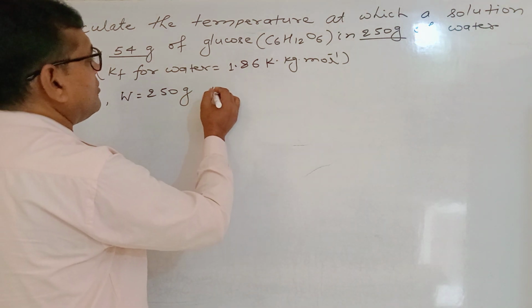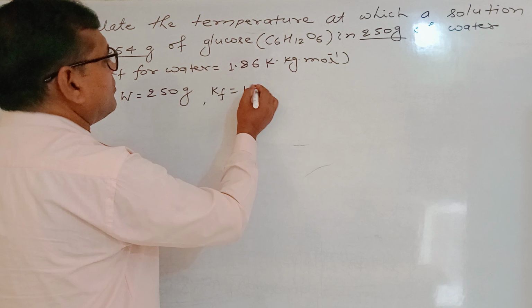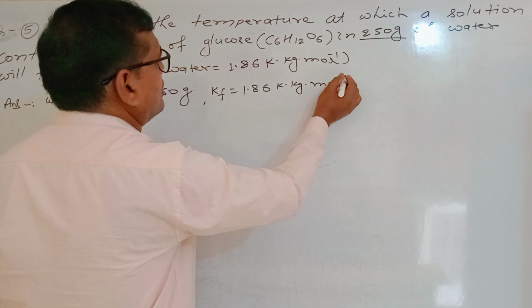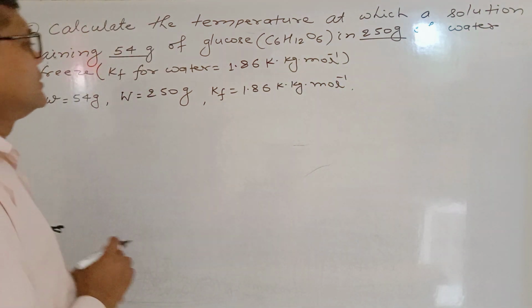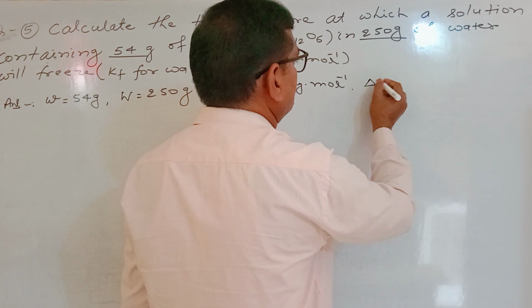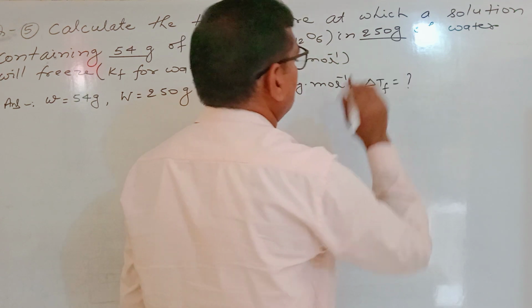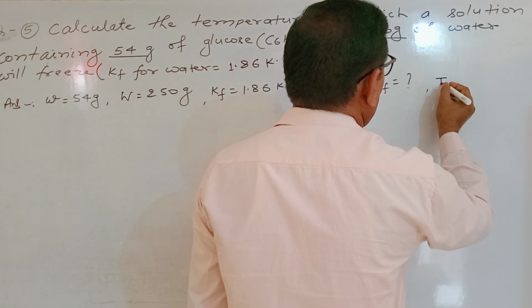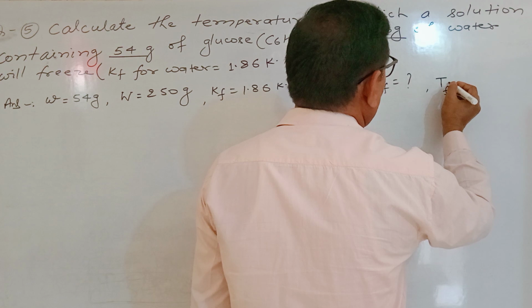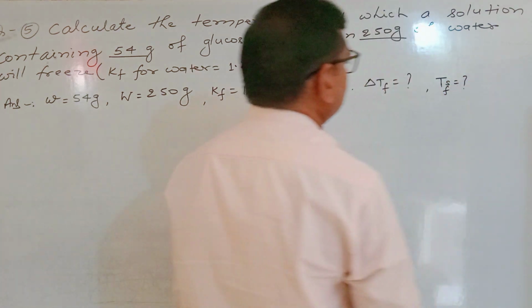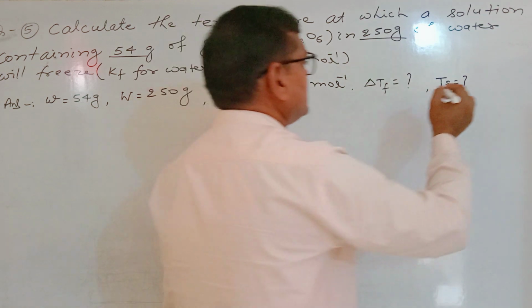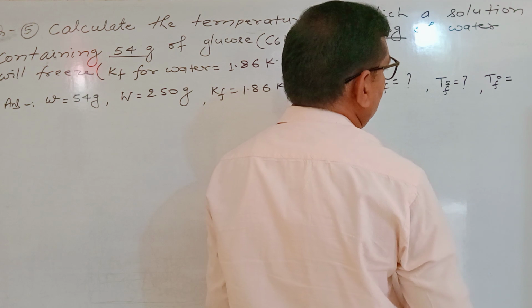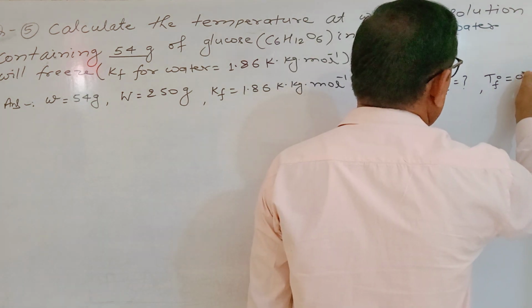It is a value of Kf, 1.86 Kelvin kg mole inverse. First of all, we calculate delta Tf is equal to what? Freezing point of water is denoted by Tf naught is equal to 0 degree Celsius.